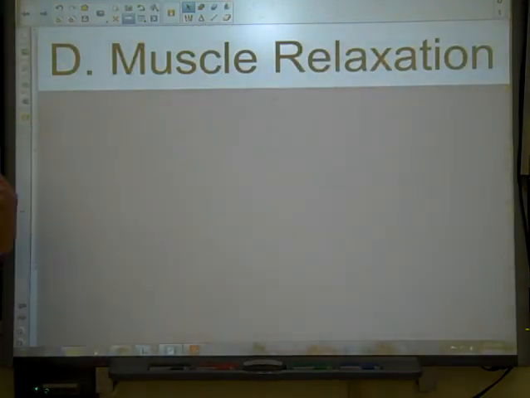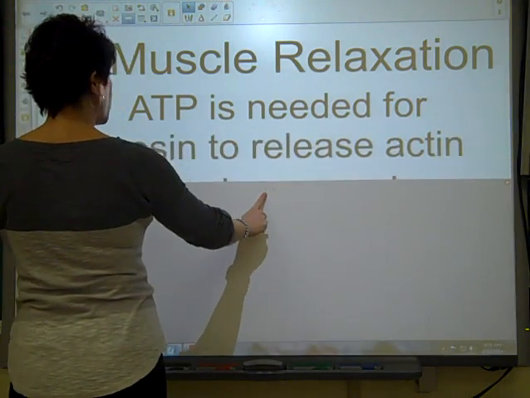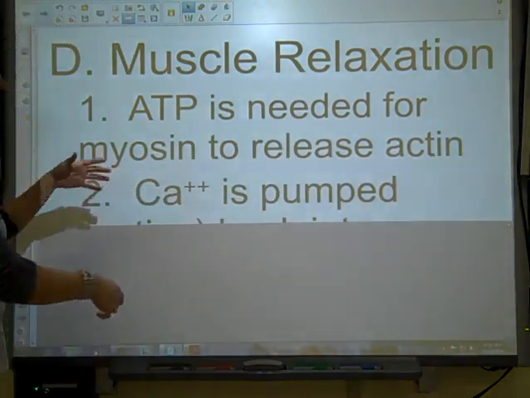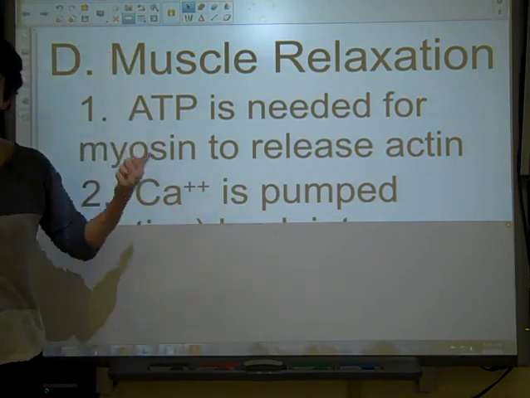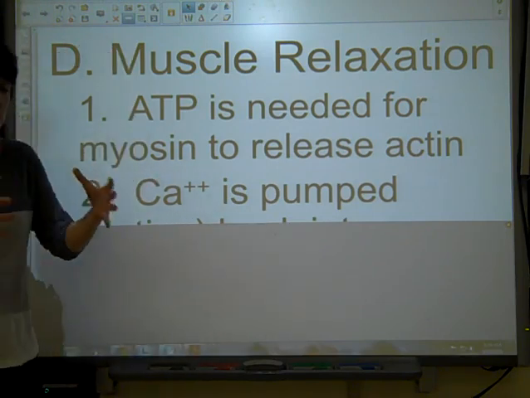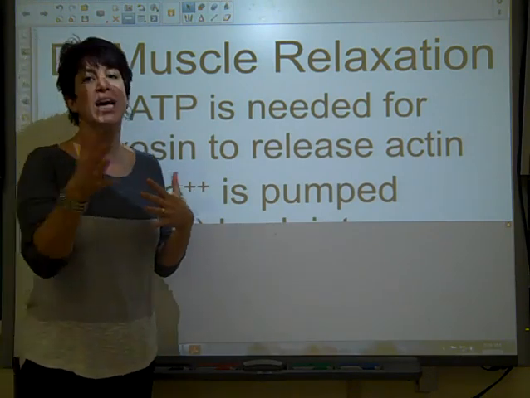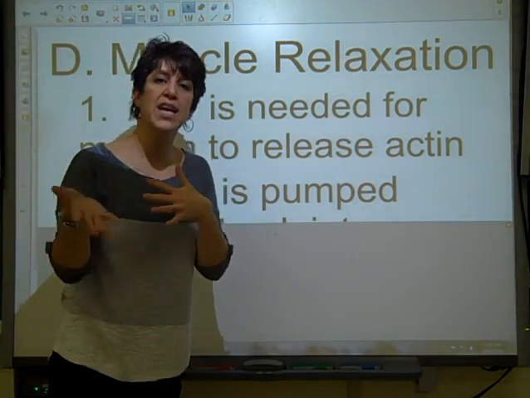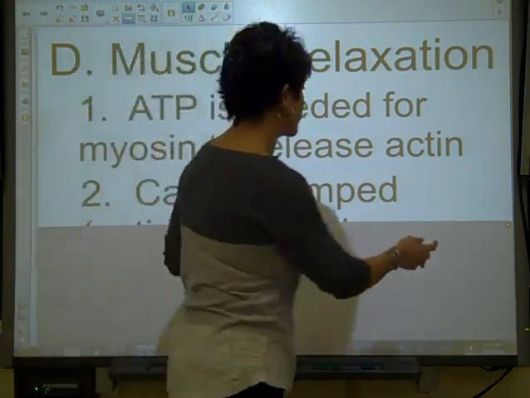All right, then to relax. In order to relax, you also need ATP. So the myosin has to release the actin, and that's going to require some ATP. The other thing that absolutely is going to require ATP is we need calcium to go back to the sarcoplasmic reticulum. If you want to stockpile something and put it in just one place, it's going to be going against the gradient. So to move things from low to high concentration, that also requires ATP.